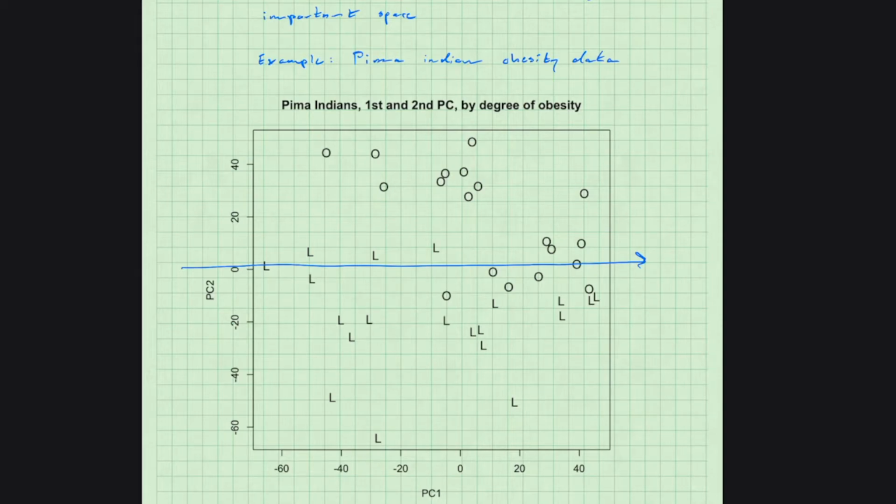PC1 might tend to be larger for overweight people than for lighter weight people, but there are lightweight people that have large principal component 1 values, and there are obese people that have low principal component 1 values. So it kind of doesn't really discriminate. But along principal component 2, there is very clear discrimination. The obese people are at higher values and the lighter weight people are at lower values. So it's very clear, or much more so, clear discrimination, difference there.